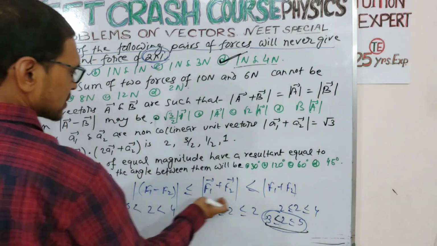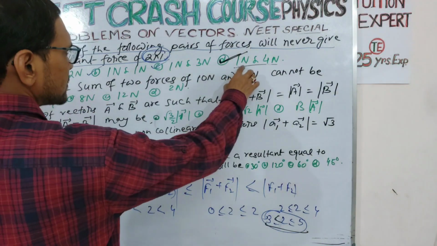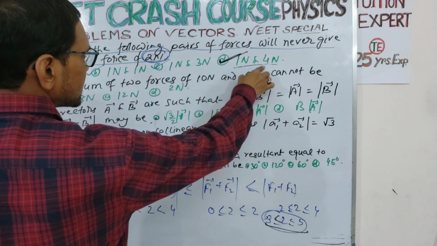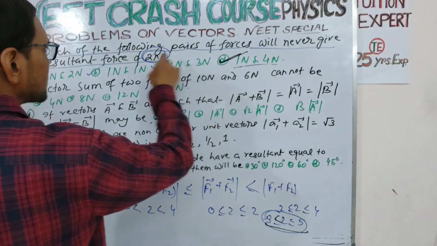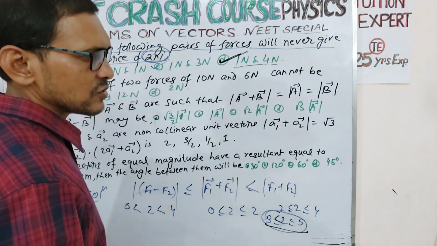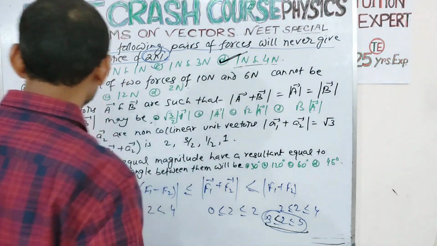We apply this formula. Maximum value will be 5 and minimum value will be 3. Here the minimum value will be 3, but 2 Newton is below the 3. So this is the correct option.